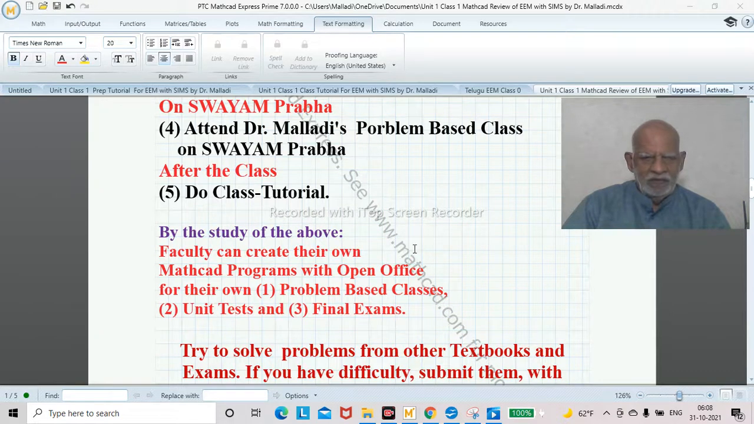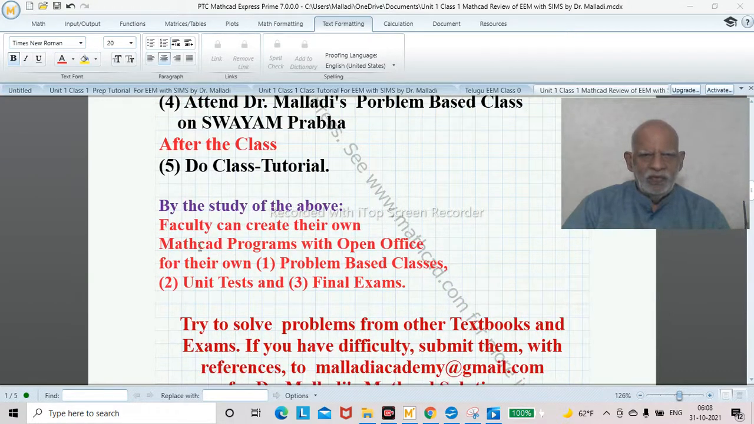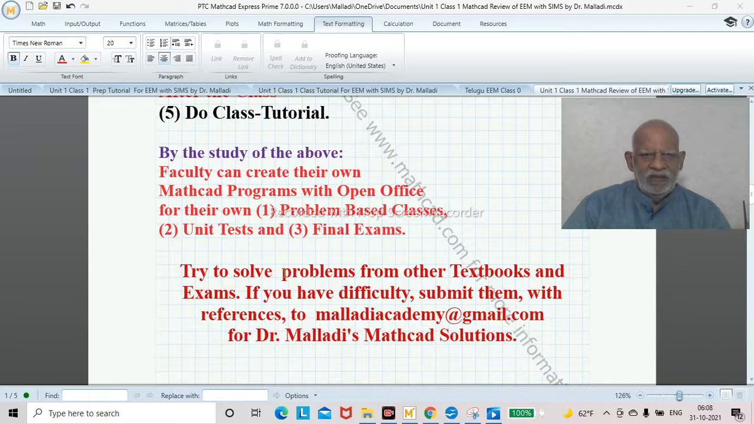By the study of the above, faculty can create their own MathCAD programs within Office, and this will facilitate them to create their own problem-based classes. Number 2, create unit tests, and then also design final examinations. Please try to solve the problems from other textbooks and exams. If you have difficulty, please submit them with references to malladiacademy@gmail.com for my MathCAD solutions.